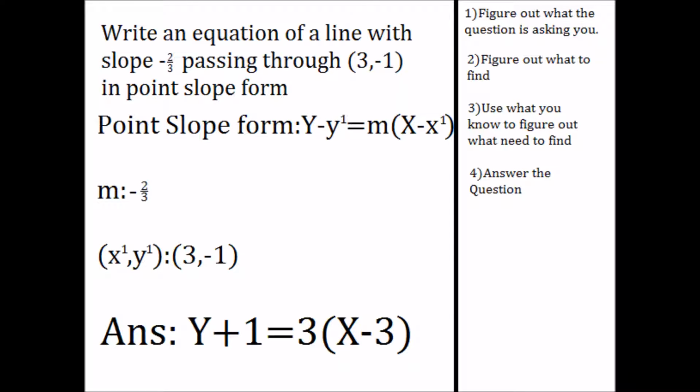The question wants you to put it in point slope form, which is y minus y1 equals m times x minus x1. You know the slope is negative 2/3, and x1 and y1 are 3 and -1. So you have a final answer of y plus 1, because if you subtract the negative, you're really adding the numbers, equals negative 2/3 times x minus 3.